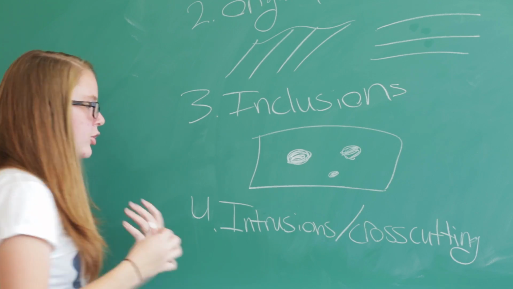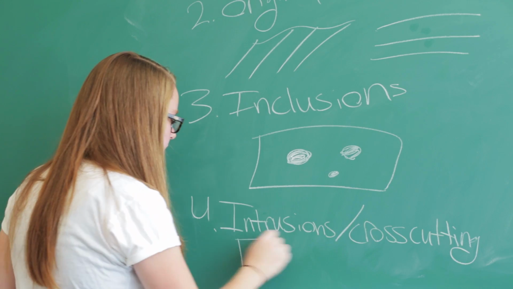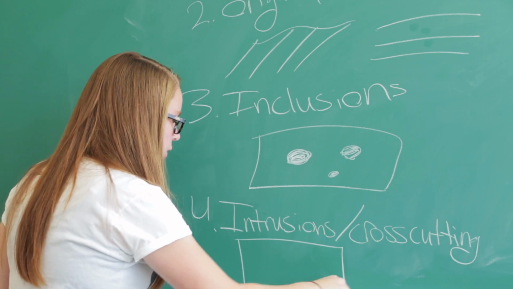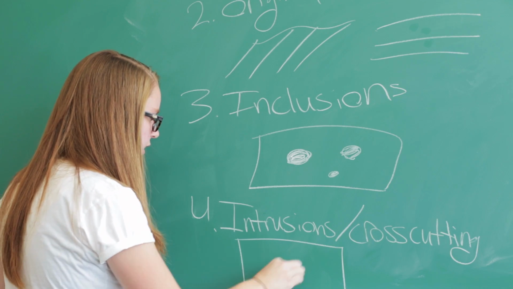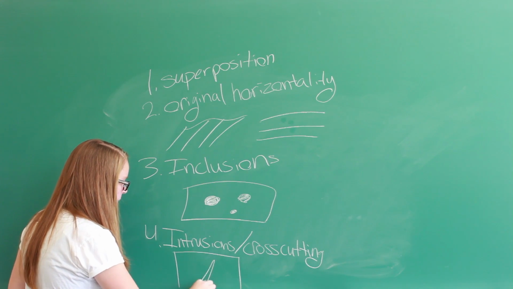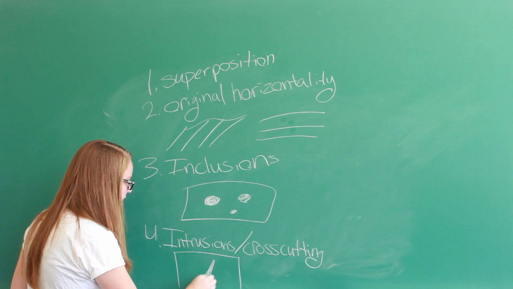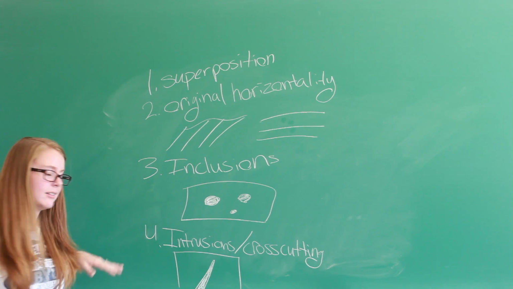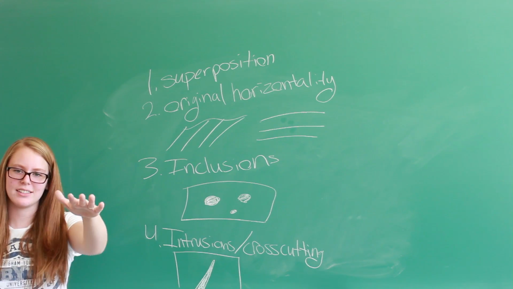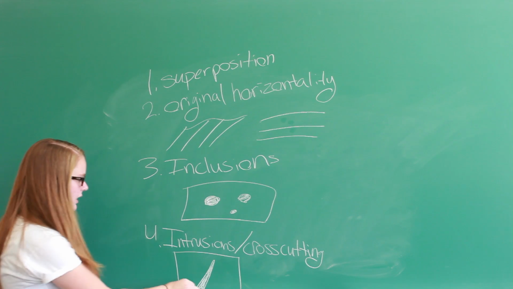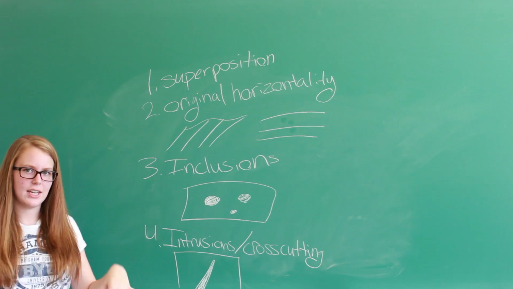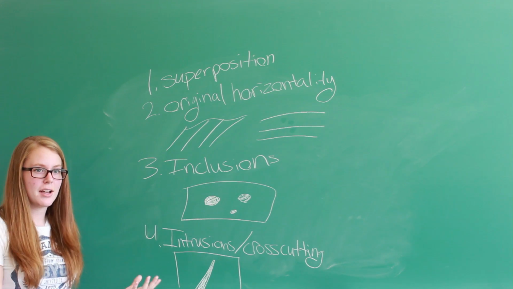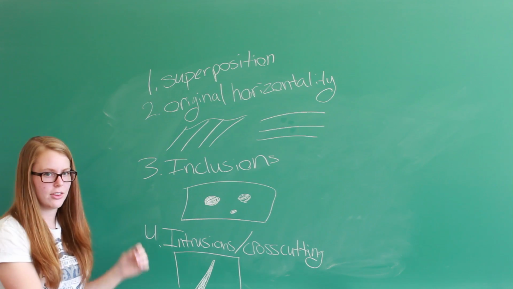Fourth one is intrusions, or you can also call it cross-cutting. What that is, you have your chunk of rock, but then all of a sudden you can have this little spike of rock coming through it. This is an intrusion, or again, cross-cutting. It's just cutting right across it. This here is younger than everything surrounding it. The other rock had to be there first before it can cut through it.